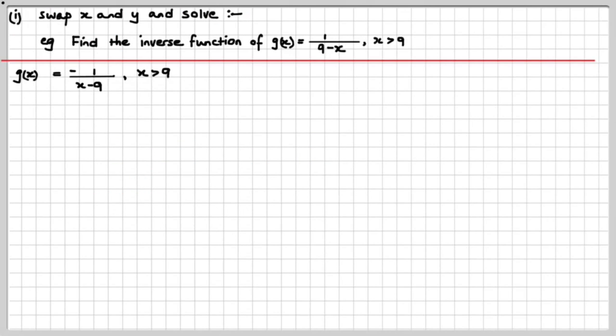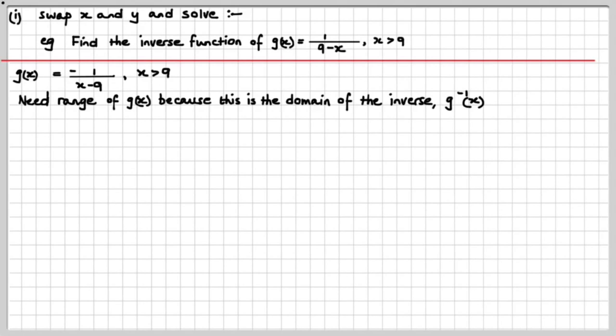Alright, this one: find the inverse function of g of x is 1 over 9 minus x, where x is greater than 9. We're going to do the swap x and y and solve. So we've got g of x equals this beastie here, and let's go with that.